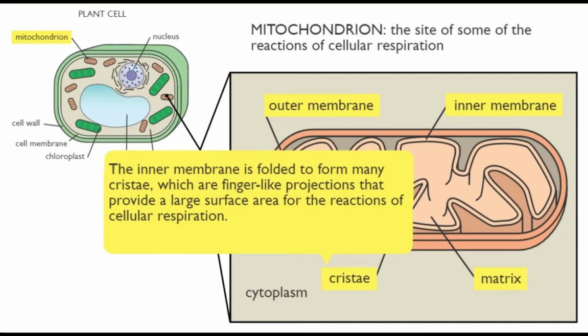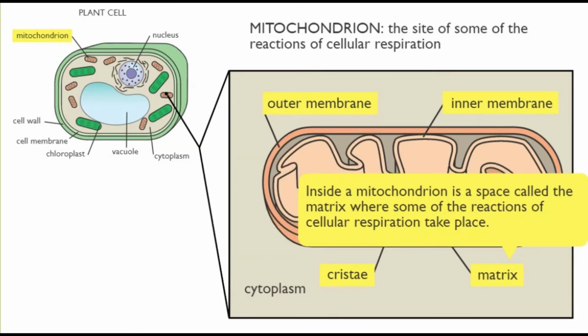The inner membrane is folded to form many cristae, which are finger-like projections that provide a large surface area for the reactions of cellular respiration. The space inside the mitochondrion is called the matrix, where some of the reactions of cellular respiration take place. There we go. That's that.